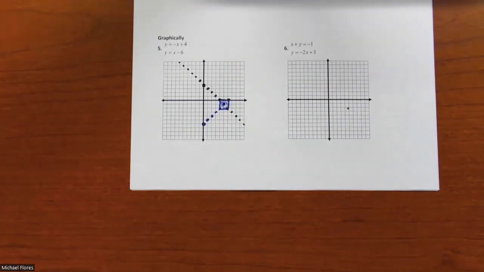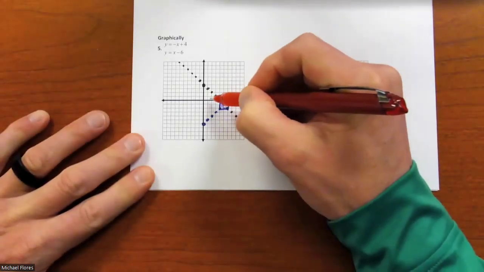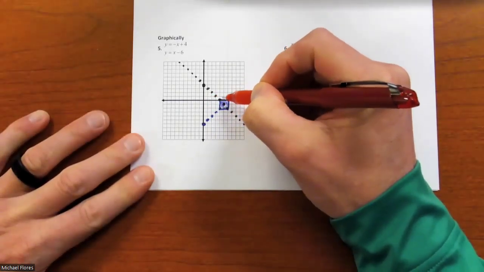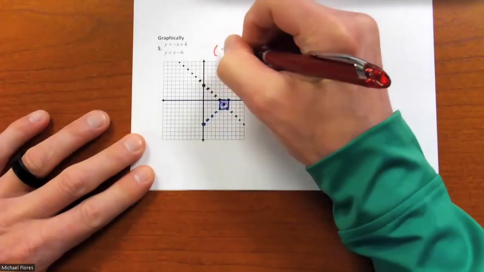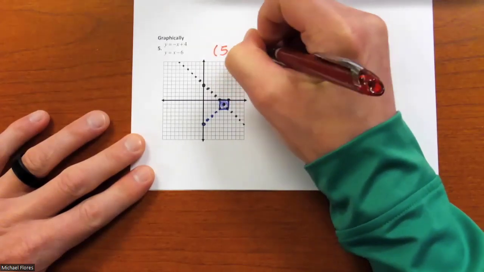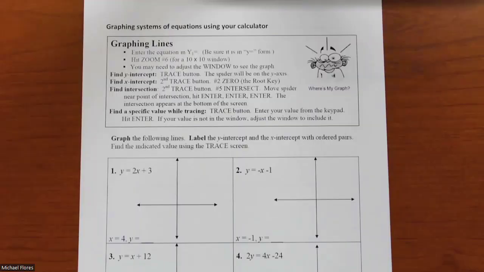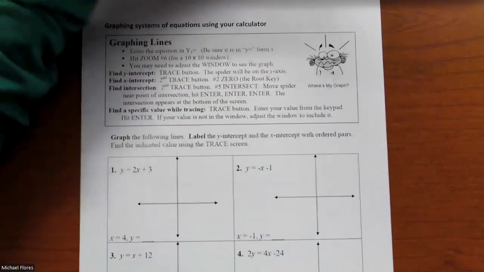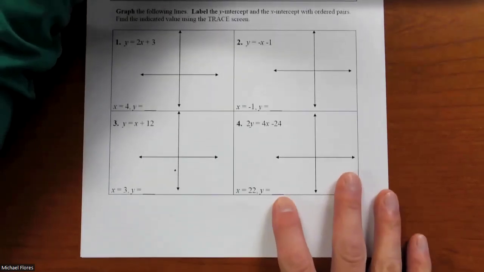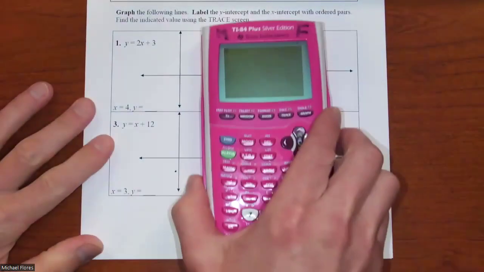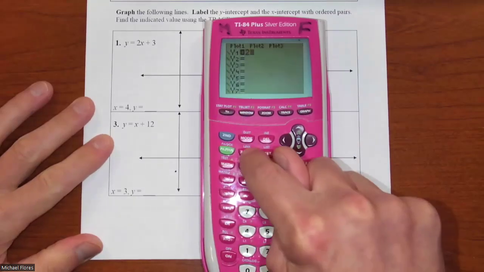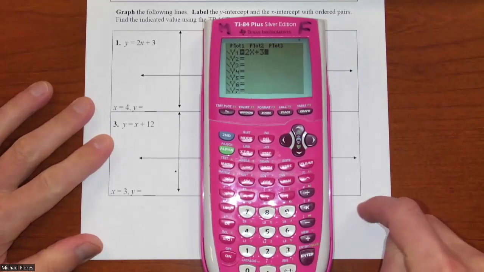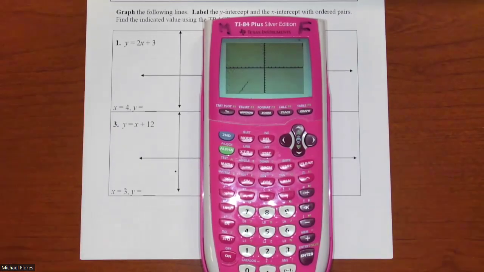Let's figure out what that ordered pair is. Looks like we'd have to go right 1, 2, 3, 4, 5 units and down 1 unit to get to that ordered pair where they meet. So our solution is 5 comma negative 1. Now they actually want you to use your calculator here, and I'm going to show you some tricks. Let's start by graphing the line y equals 2x plus 3 in our calculator. Go to y equals 2x plus 3, and then we're going to graph it.